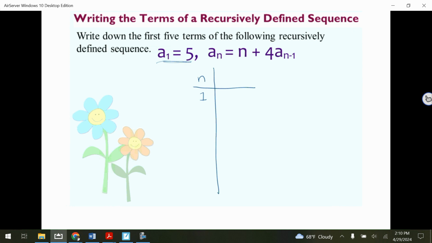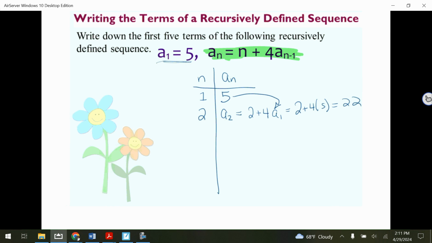So for n equals 1, it tells you that a sub n is 5. So this is saying the first term is 5. This information is given to you right here. Then to do the second term, you are finding A2. I'm going to look at this formula to find A2. So A2 equals n, in this case 2, plus 4 times A1. Well, A1 is 5. So A2 is 2 plus 4 times 5. That's going to be 22.